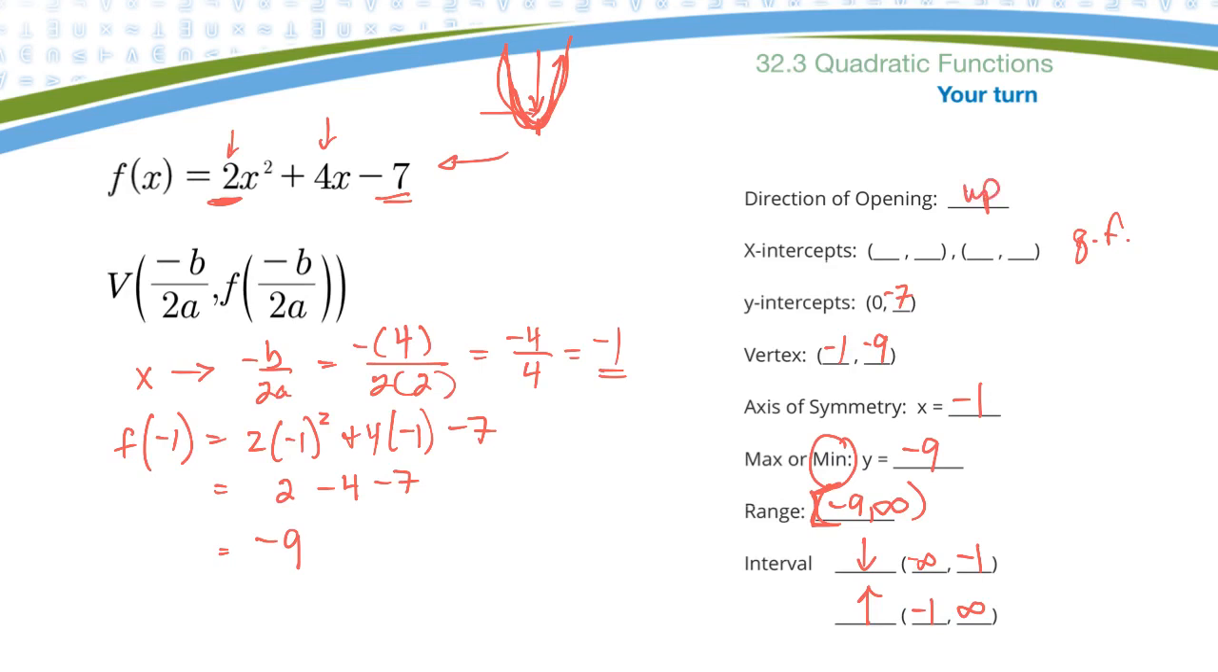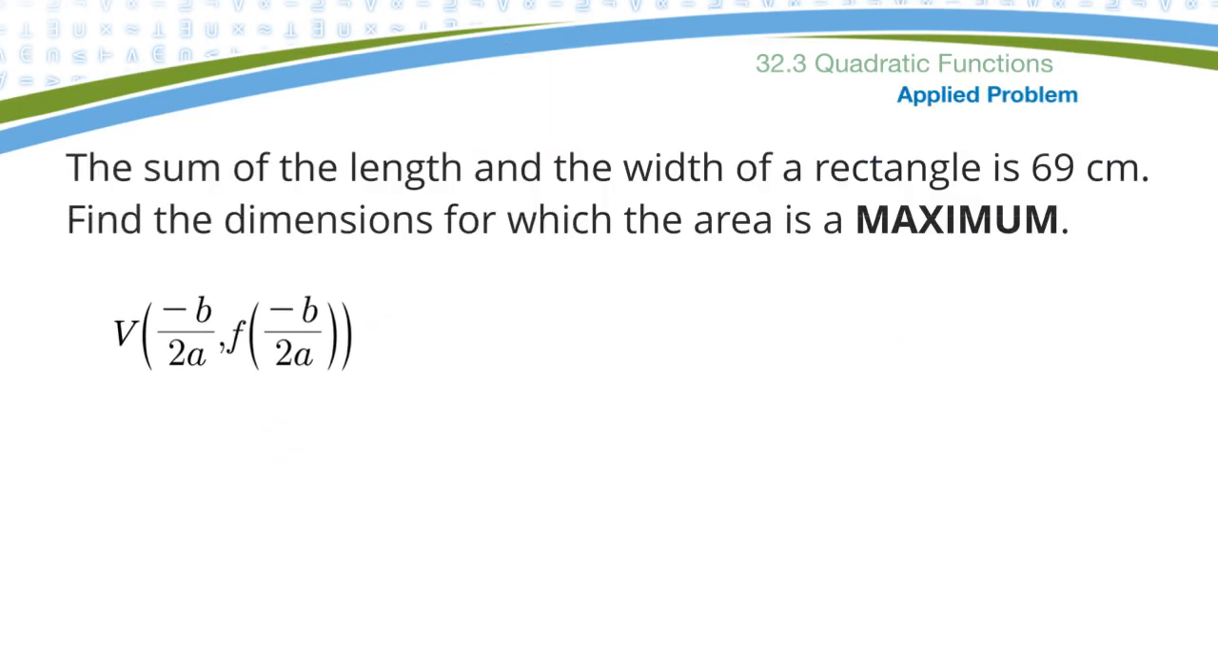Okay, so now hopefully you're feeling fairly comfortable with that formula, because we can do some worded problems that it's easy to use the formula to figure them out. Here's two of them. All right, the sum of the length and width of a rectangle, 69. Find the dimensions for which the area is a maximum.